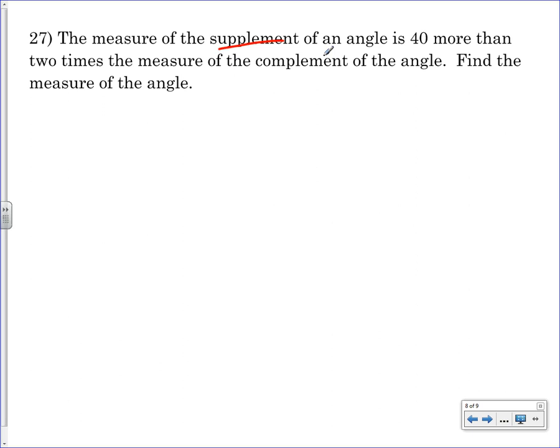It doesn't help me here, but the supplement of an angle, this is how you write that. The supplement of an angle. I don't know the angle, I'm calling it x. Its supplement is going to be 180 minus x. Do you guys understand that? Then they said is, I already wrote it. What does is mean? Equals. They said 40 more than, how do you write that? 40 plus 2 times, right? The complement of the angle. The complement of the angle, how would I write that?